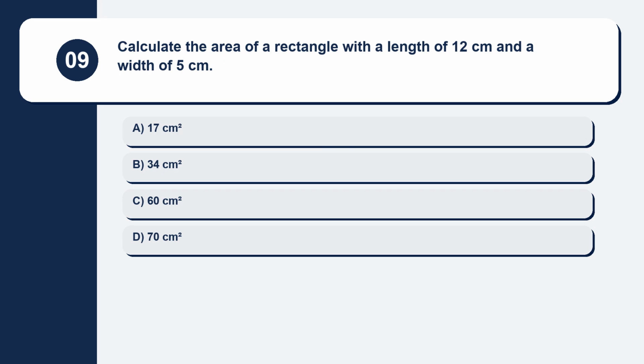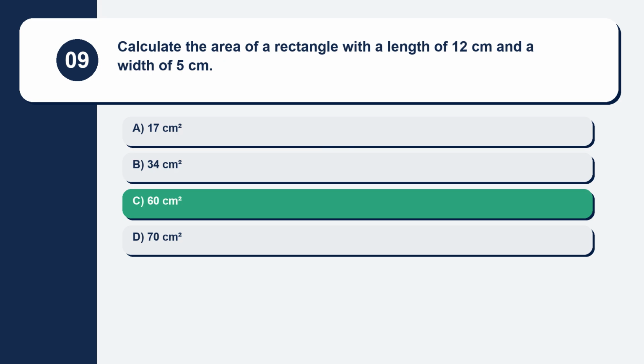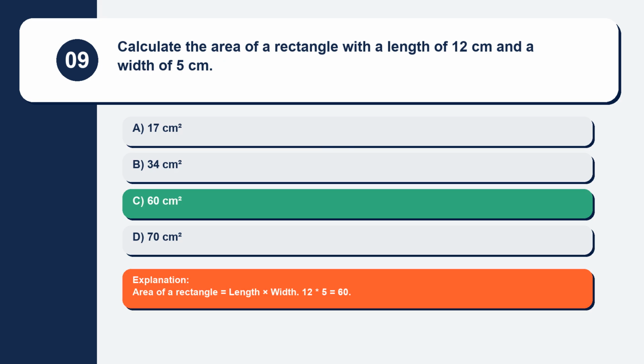Question 9. Calculate the area of a rectangle with a length of 12 centimeters and a width of 5 centimeters. 17 square centimeters, 34 square centimeters, 60 square centimeters, 70 square centimeters. Area of a rectangle equals length times width. 12 times 5 equals 60.